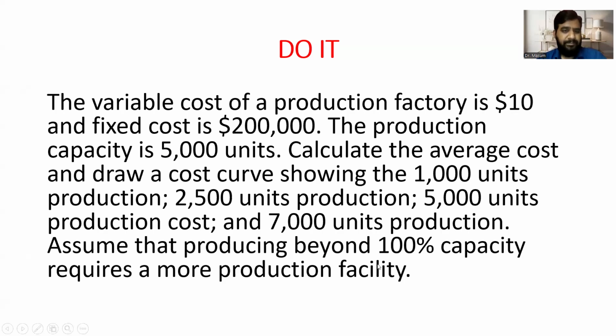What is the average cost here? So calculate the average cost when you are producing 1000 units, 2500 units, 5000 units, and 7000 units. Maybe you can try. What is the average cost when you are producing 1000 units? When you are producing 2500 units, 5000 units, and 7000 units?